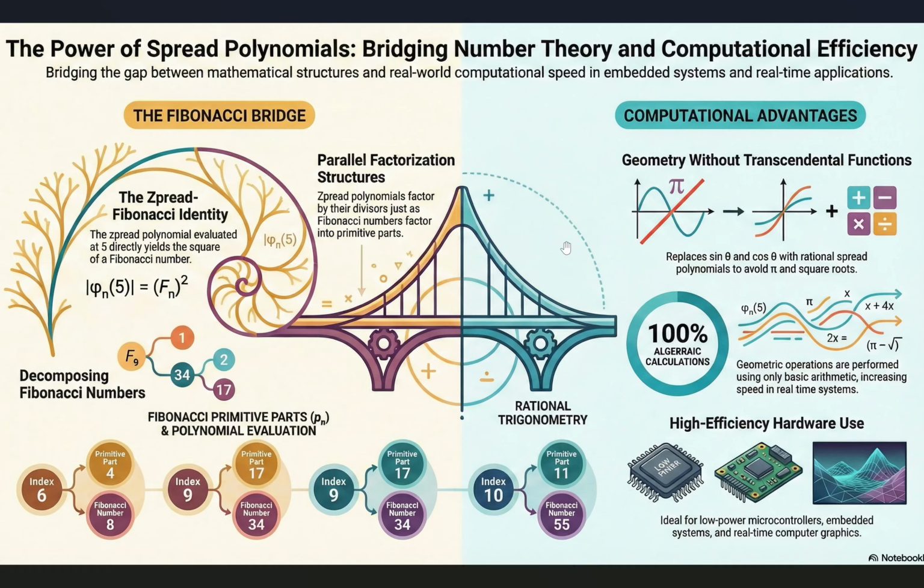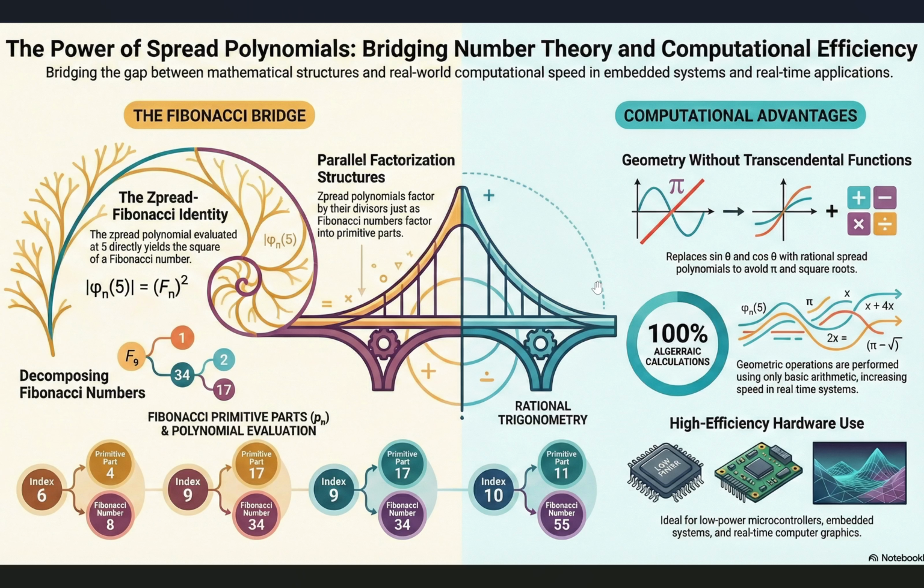So what does this all mean? Well, it's a powerful reminder that mathematics is one unified field. An insight from one corner can totally light up another. And it leaves you with this question. If Fibonacci numbers can be so perfectly explained by the structure of a geometric polynomial, what other fundamental sequences out there, the primes, the Catalan numbers, might have their secrets revealed by similar polynomial factorizations?